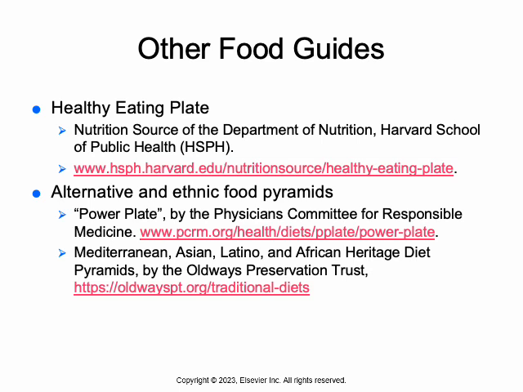And this is a vegan dietary pattern guide that's centered on plant-based dietary intake, and it eliminates all animal-derived foods and nutrients. And then finally, we have the ethnic food guides that are applicable to North America, including the Mediterranean, Asian, Latino, and African heritage diet pyramids. These were developed by Old Ways Preservation Trust, and they're accessible on oldwayspt.org, and you can look up traditional diets.